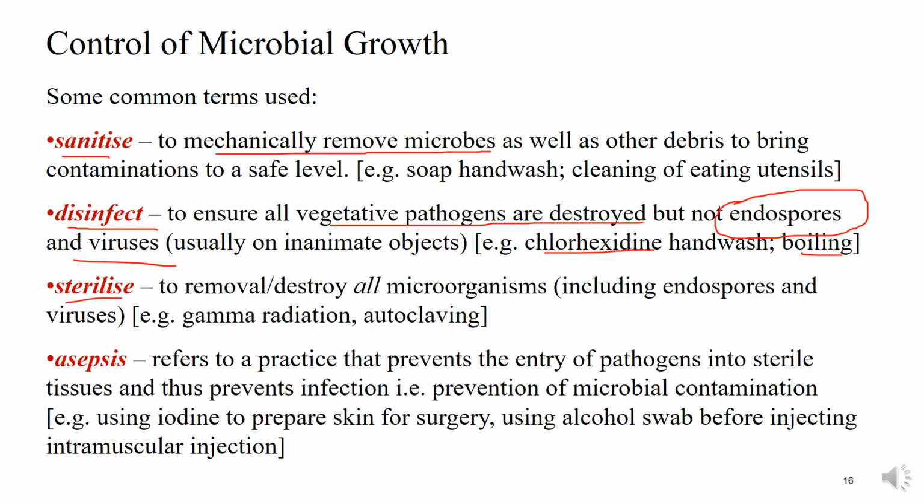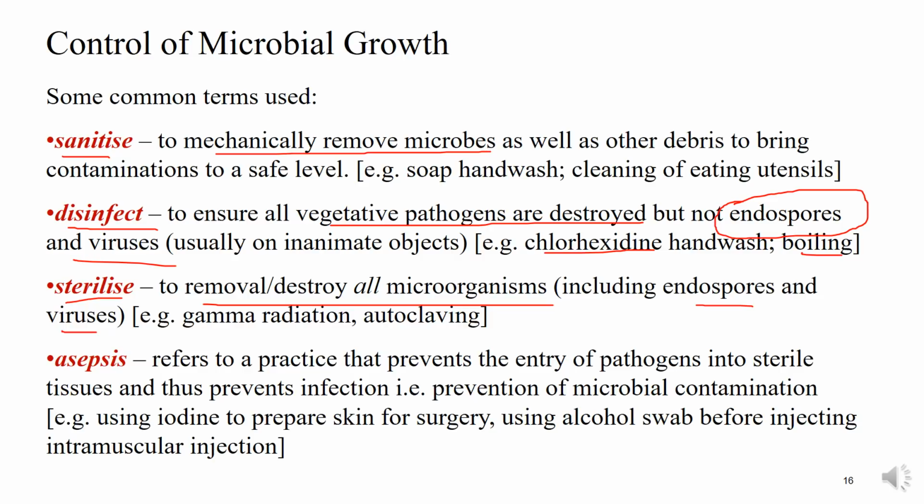Next we have sterilization. To sterilize means to remove or destroy all microorganisms, including endospores and viruses. So if you use these sterilization methods like gamma radiation, autoclaving, ethylene oxide gassing, you will be able to remove all microorganisms, even endospores and viruses.